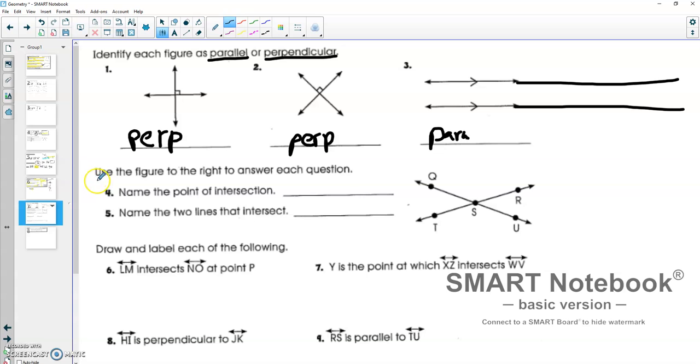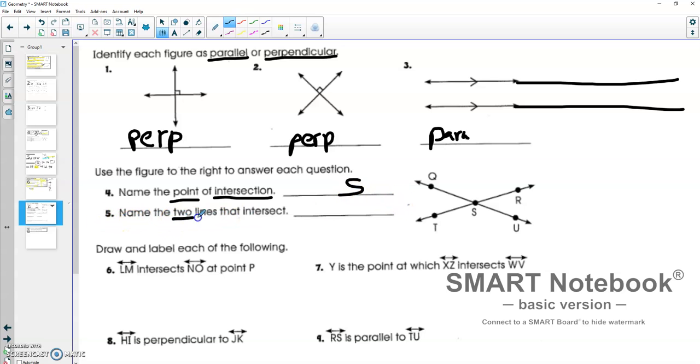Number 4 and 5. Use the figure to the right to answer each question. Name the point of intersection. So I'm looking for a point, one of these dots of intersection. So where does it cross? S. So I would just write S.